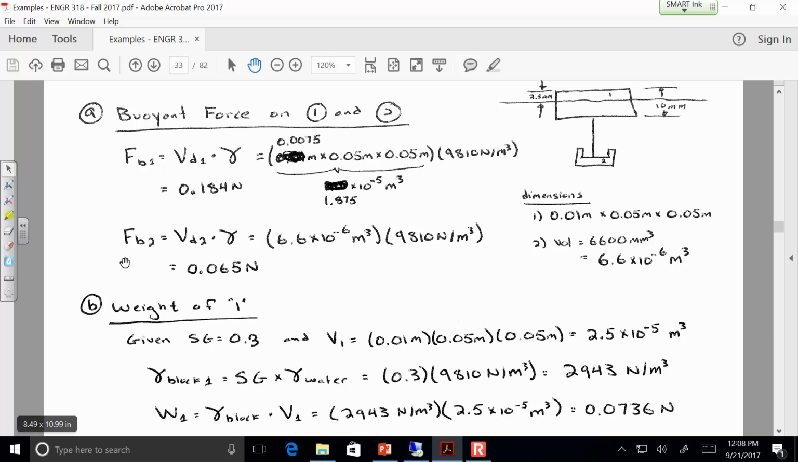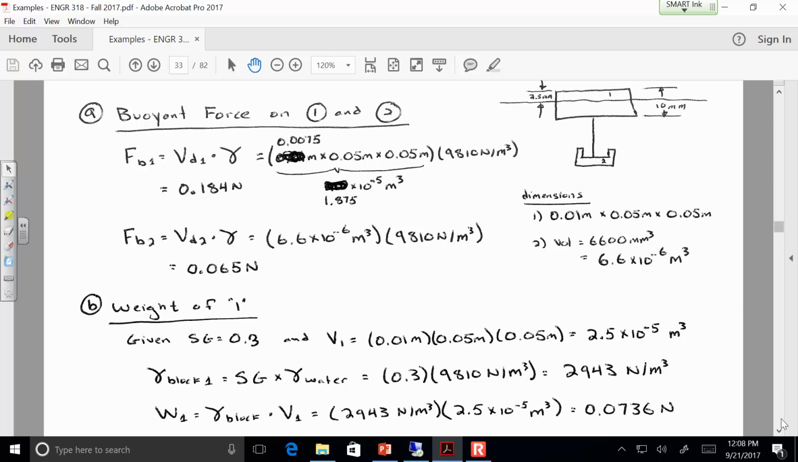Good. The buoyant force of the metal part that's down under there, I guess the hard part of that is converting 6,600 millimeters into cubic meters. It's 1,000 millimeters by 1,000 millimeters by 1,000 millimeters to convert between cubic millimeters and cubic meters. So we get the buoyant force of object 2, 0.065 newtons.